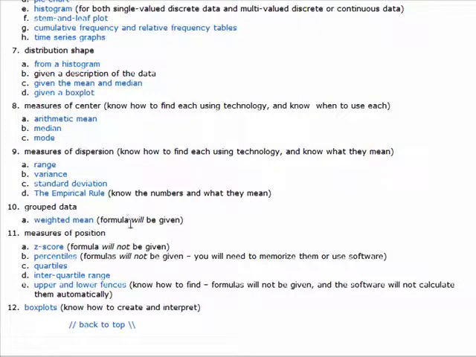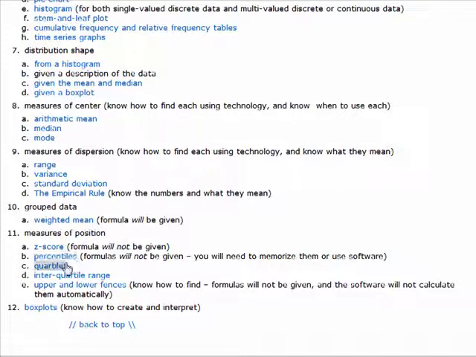Measures of position, none of these formulas will be given here. So for example, a z-score, you have to know how to find the z-score. You need to know what it means. For example, you see one of these in the practice exam, but you usually use the z-score when you want to compare two values relative to each other when they're from different populations. You'll see an example of that in the practice exam.